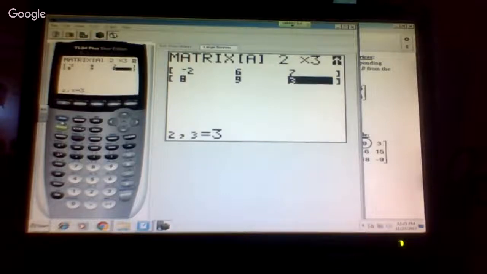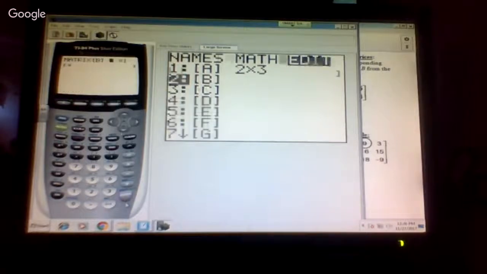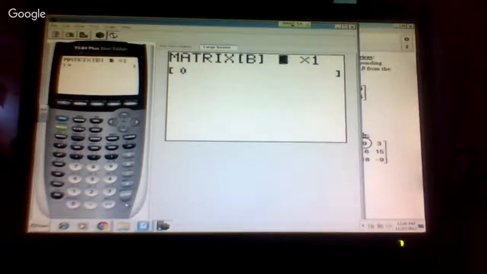Go back out, hit second, go back to your matrix. We need to put in matrix B. So you're going to scroll over to edit. This time, go down to matrix B and hit enter. B is also a 2 by 3. Oh, not 2 by 3, 3 by 2. Delete.